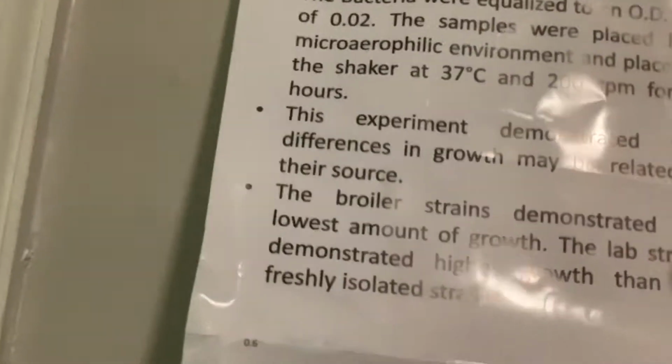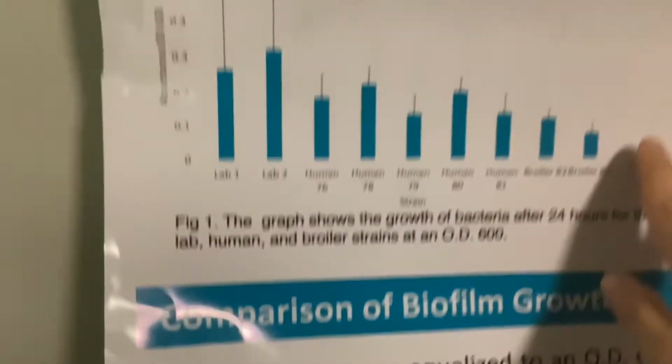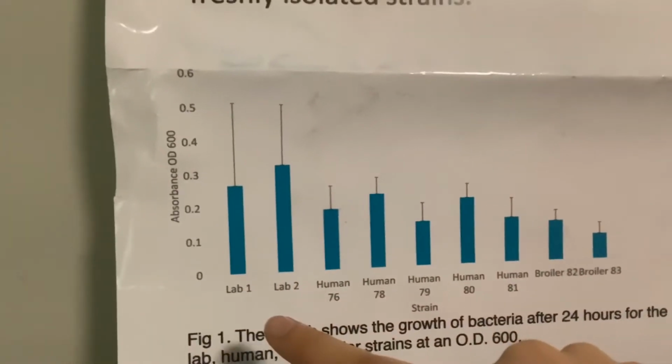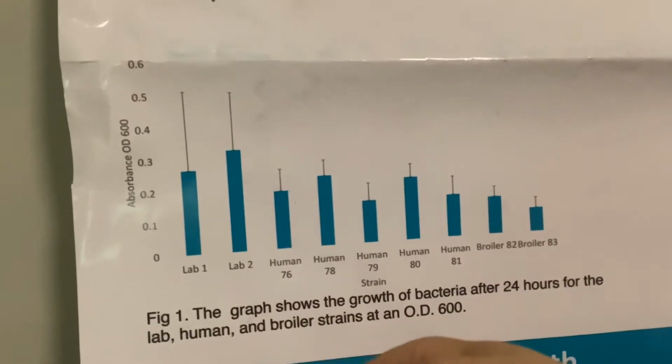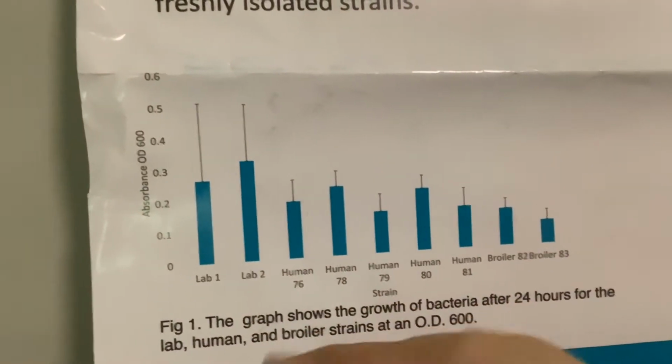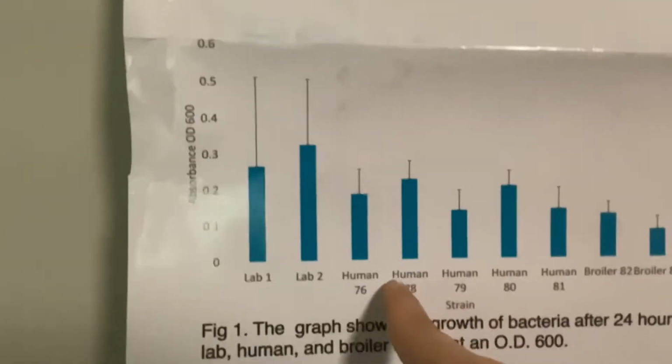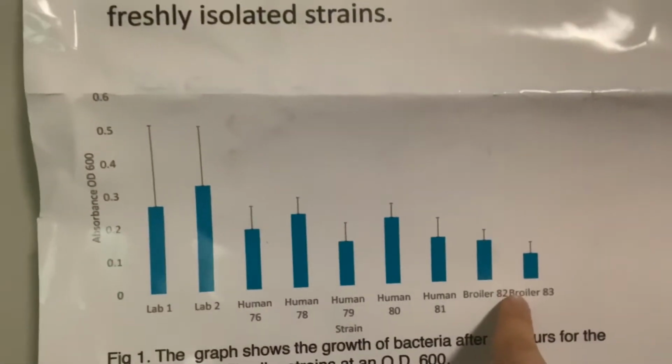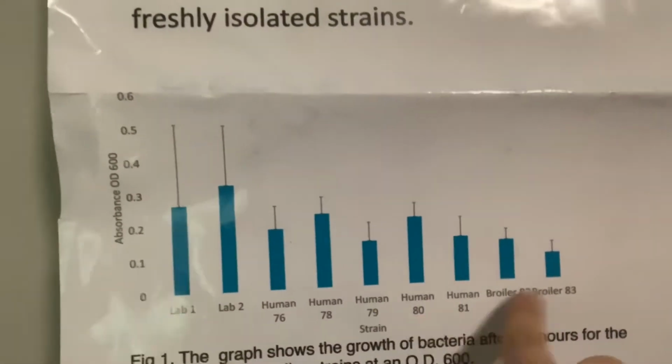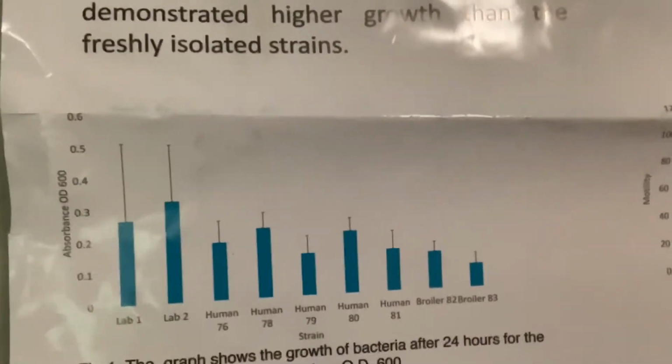And so this experiment showed that the lab strains grew the best. And that makes sense because they're used to growing in labs, right? And I grew them in labs, and the human strains and the chicken strains, they're not used to growing in labs, so they grew the least. So that shows you how organisms adapt. They're really smart, good for surviving.